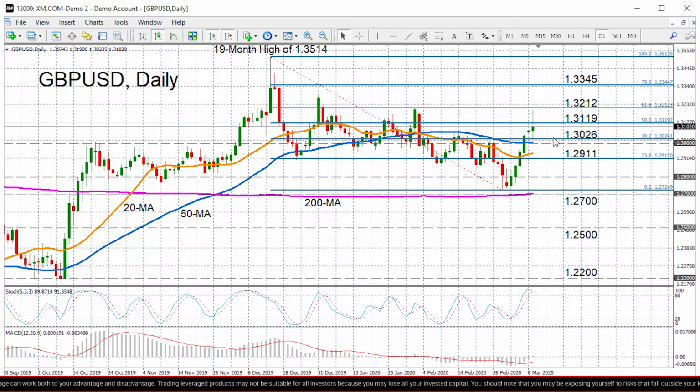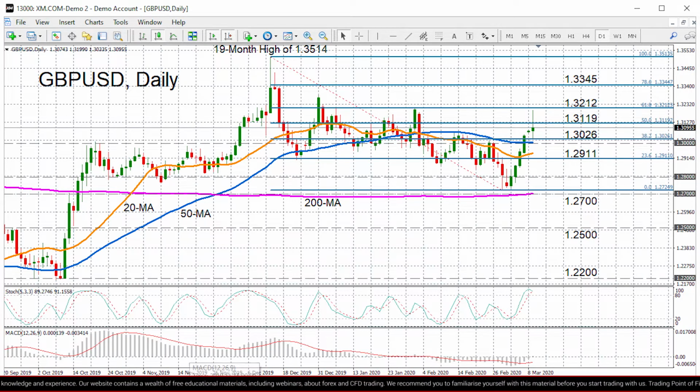In order for the medium-term picture to turn more bullish as well, we would have to see the cable climbing at least above the 61.8% Fibonacci at 1.3212, which did act as resistance earlier today, and then we've got the 78.6% Fibonacci at 1.3345.